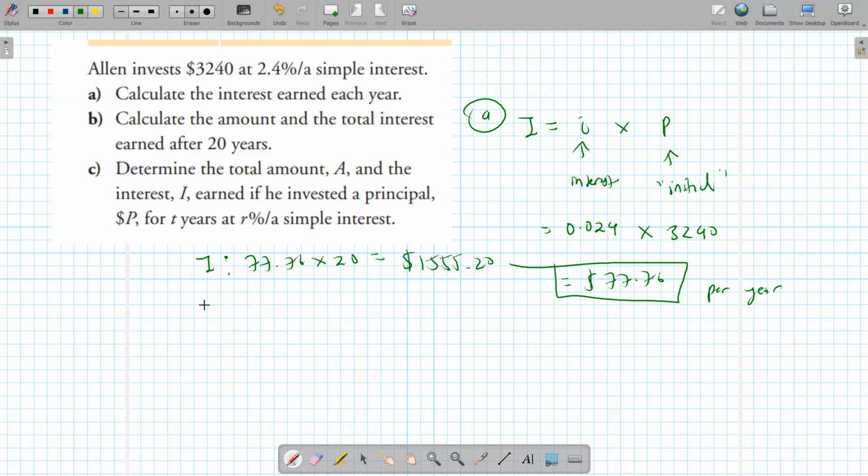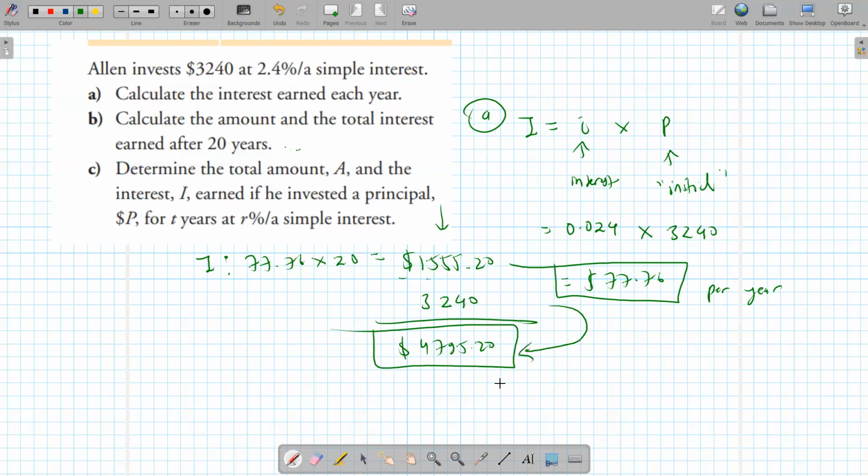But then also remember that we had our initial deposit. So this question is basically asking you how much money is there going to be after 20 years. So they're going to earn this much interest. And then again, we're going to add this with the initial amount. And that's going to be the total bank balance after 20 years, which is $4795.20. Cool. So the interest is this, and the total amount in the bank after 20 years is this.